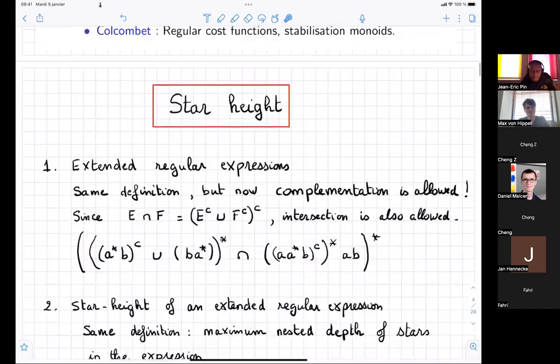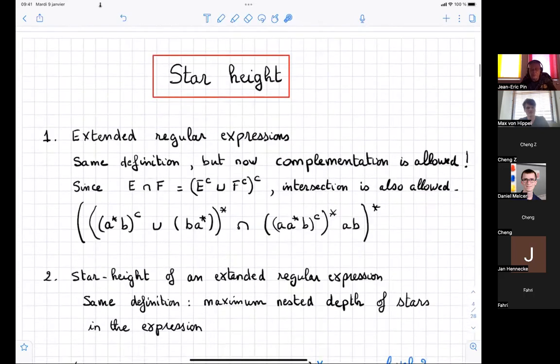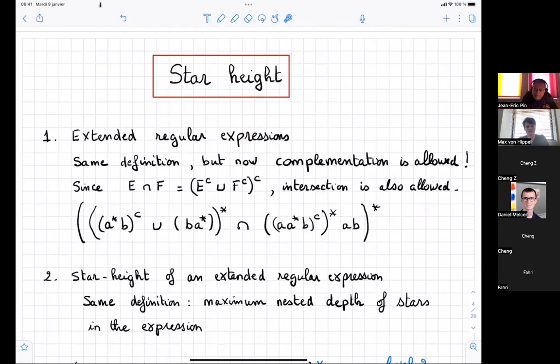But now, let me come back to the original topic of this lecture, which is star height. For star height, I'm not using regular expressions, but something called extended regular expressions, which are just the same, except that now I'm using complementation on top of union, product and star. And since you have this well-known formula, you can freely add intersection if you wish.